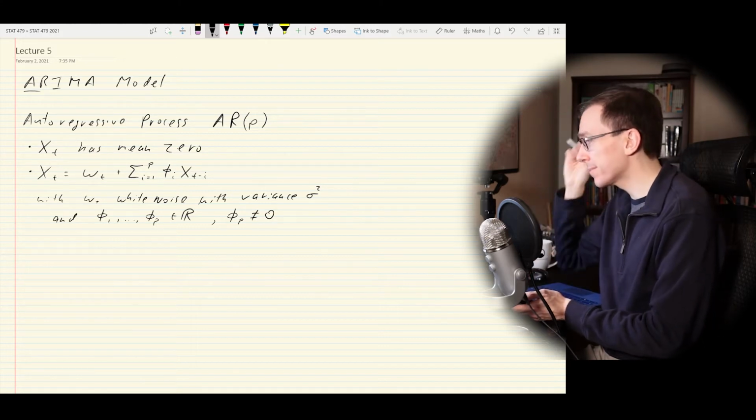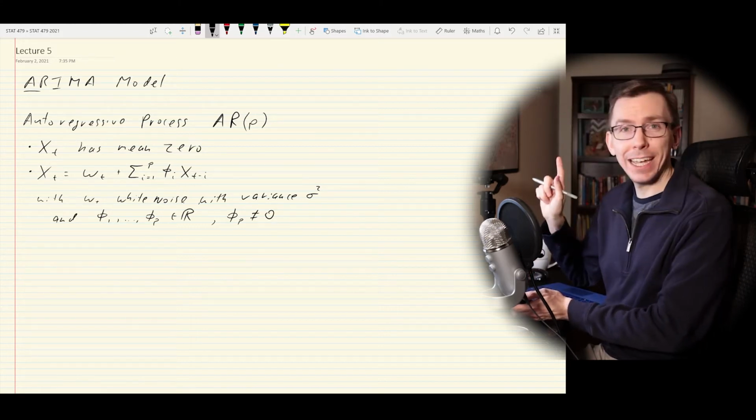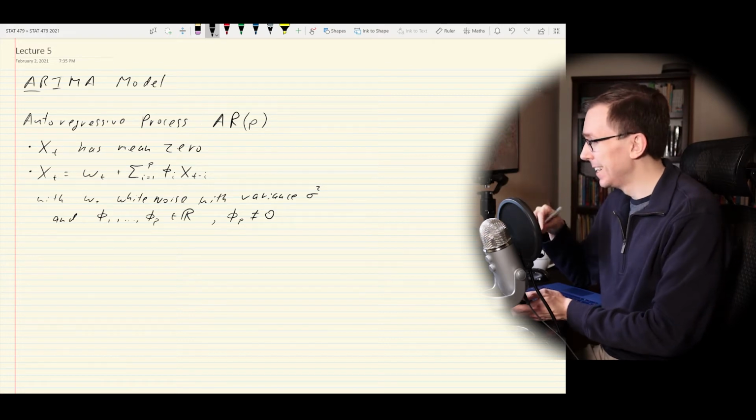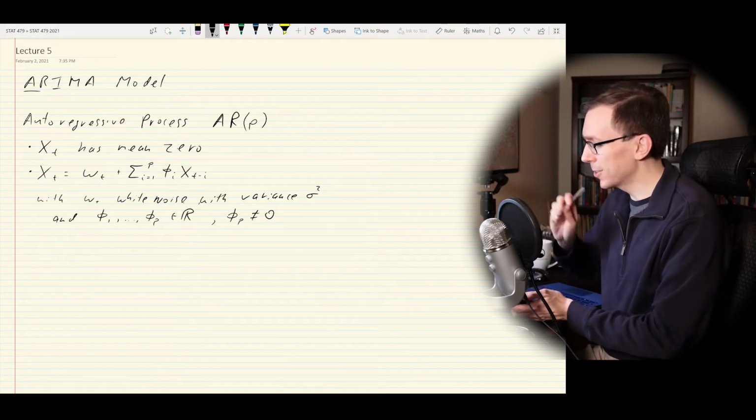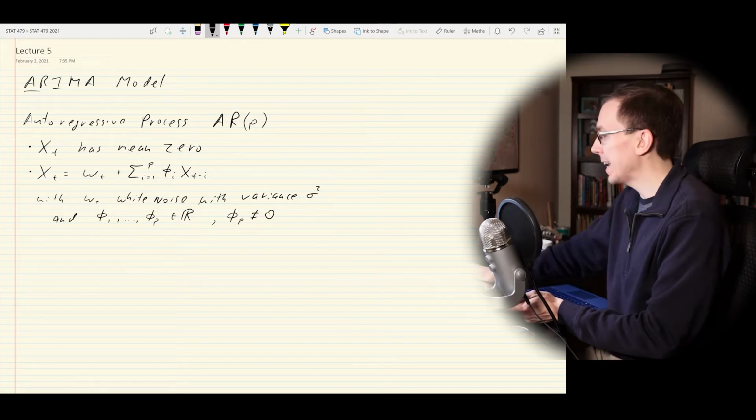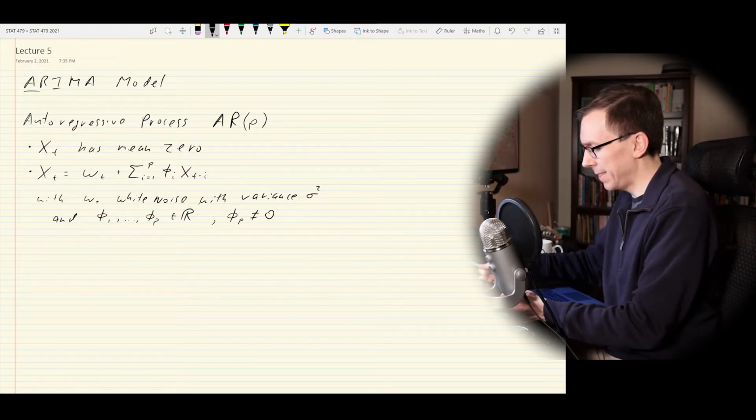There's also a more convenient way to write this in terms of what is called the autoregressive operator.